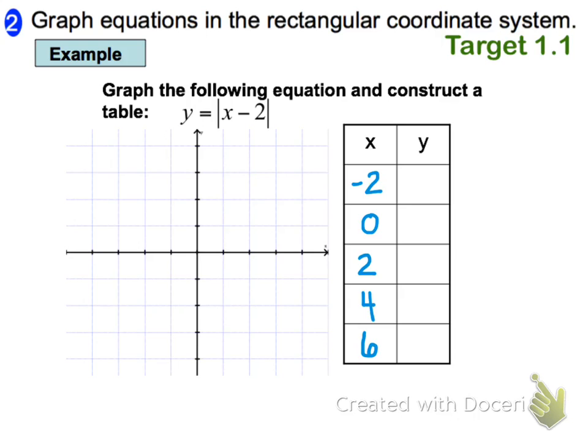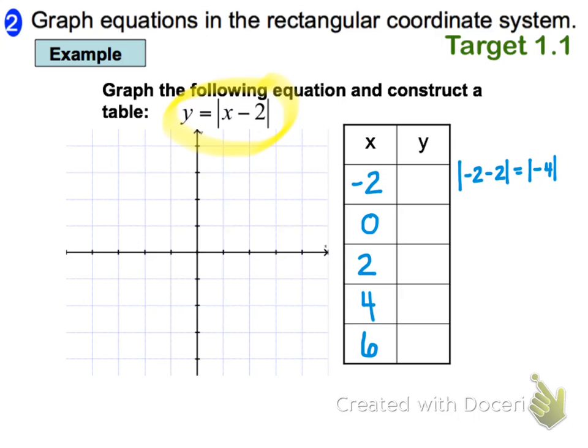Now that I've chosen my x values, I'm going to take them and plug them into the x in my equation to calculate their y values. So for the first one, I'll do -2 minus 2. Remember, I'm going to take the absolute value of that. That'll be the absolute value of -4.